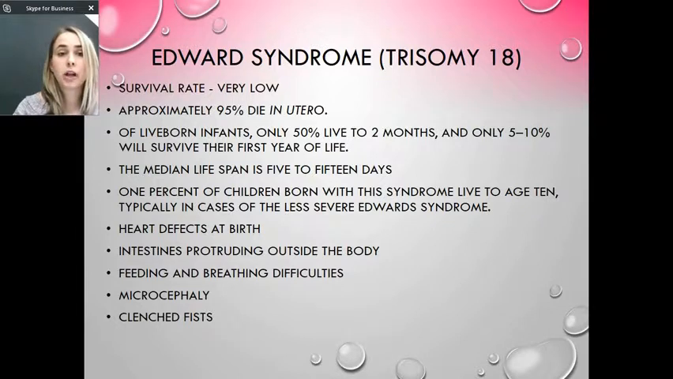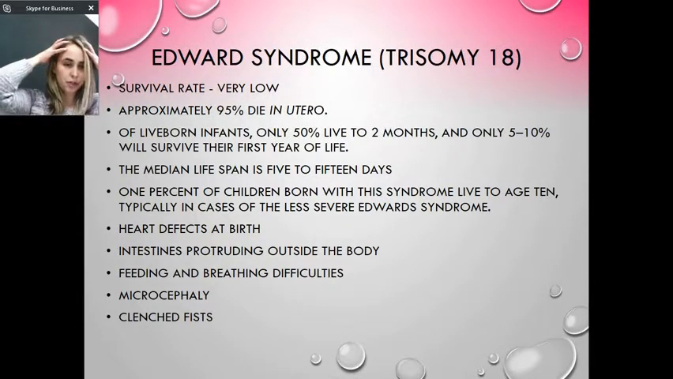And of the ones that are born alive, only 50% live to be 2 months old, and only about 5 to 10% survive their first year of life. The average lifespan is 5 to 15 days. 1% of children born with this syndrome can live to age 10, and that's typically in cases of less severe Edwards syndrome. They will, again, have heart defects at birth, intestines protruding outside of the body, which are the hernias there, feeding and breathing difficulties, microcephaly.